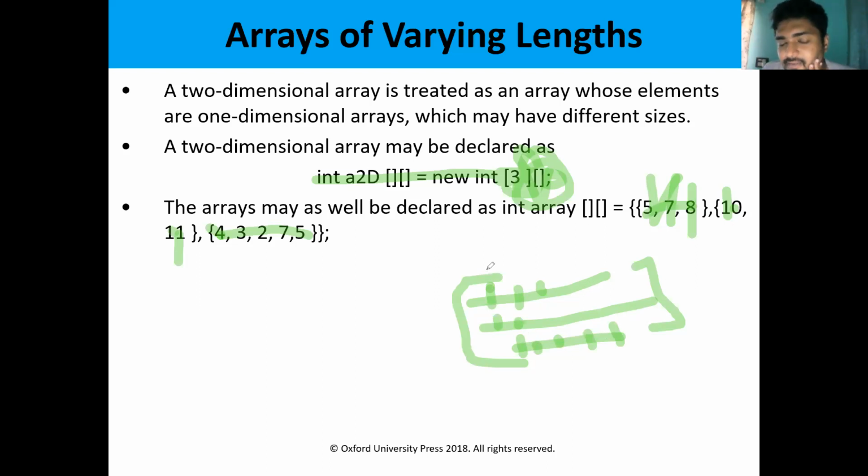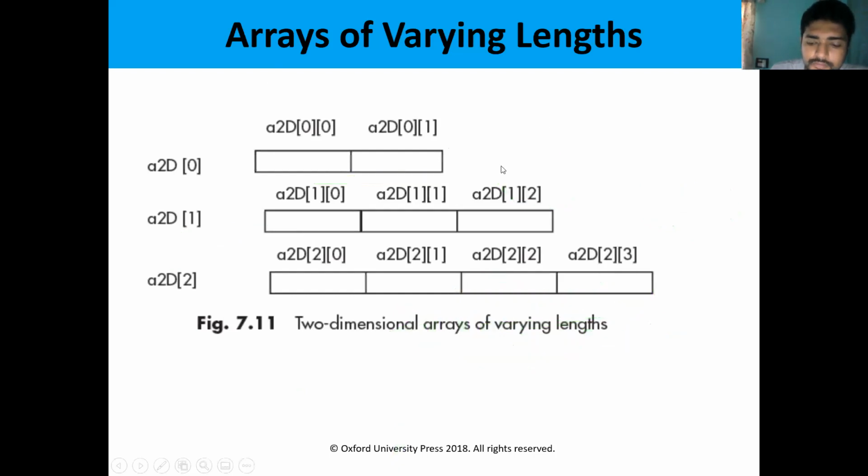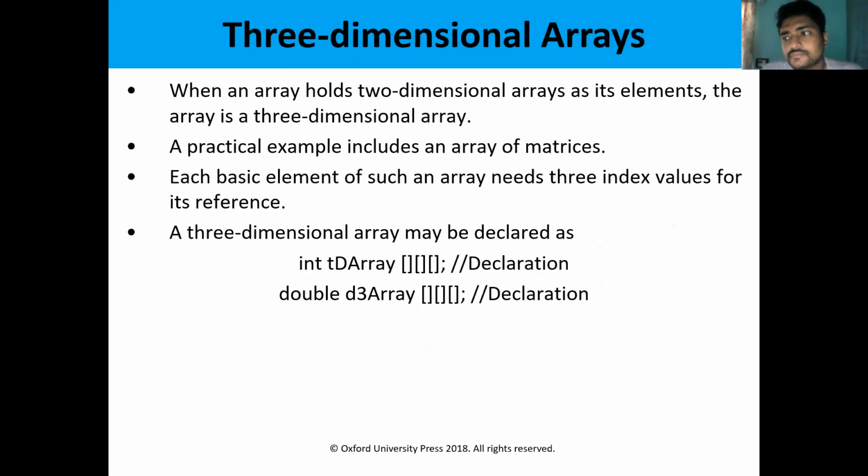So we can have the matrix like this also. That means varying length. The column length is changed here: only 3 columns, 2 columns, 5 columns. So this can be possible in Java. So this is all about the 2-dimensional as well as 3-dimensional arrays, where we have three subscript values.